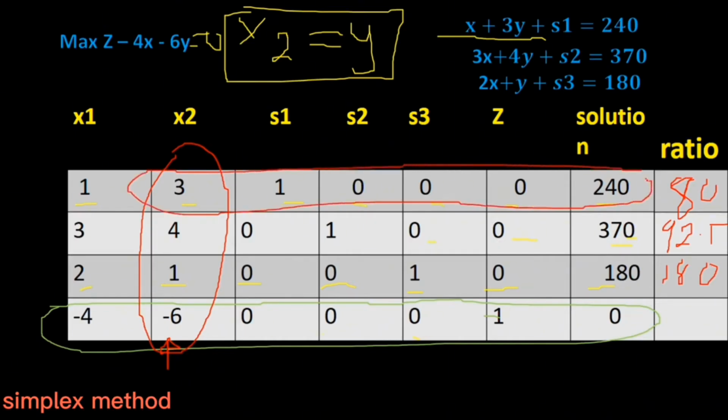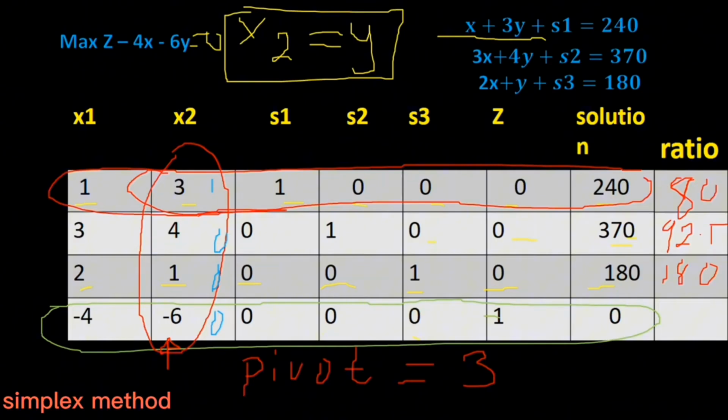This is our pivot row. And our pivot element is equal to 3. Then, our next objective is to have a basis at this pivot column. That is 1, 0, 0, 0. This is called a basis. The pivot element needs to be 1.